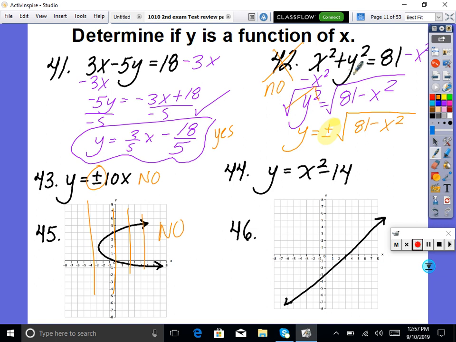Here we had to get y alone, so we had to take a square root. But once again, we already have y equals x squared minus 14. Quadratics are indeed functions, so this one is a yes. And then lines pass the vertical line test, so this would indeed be a yes as well.